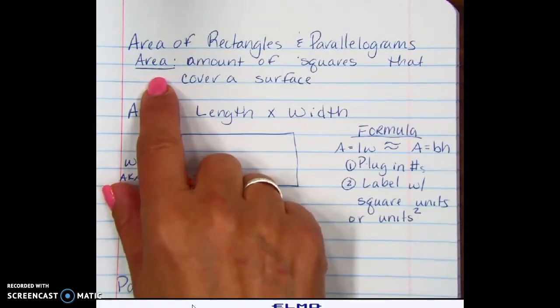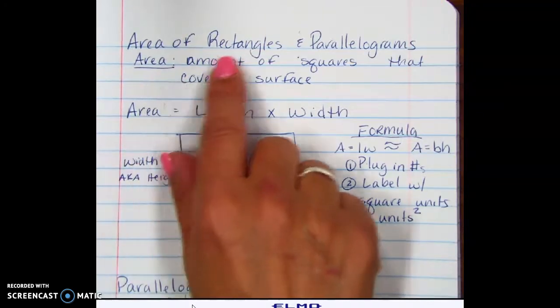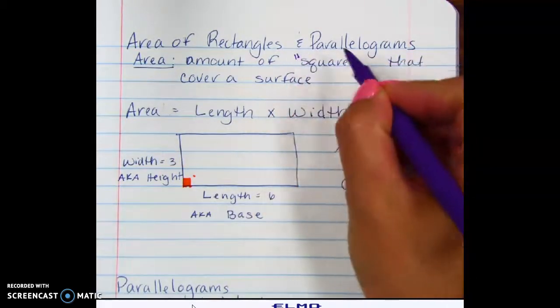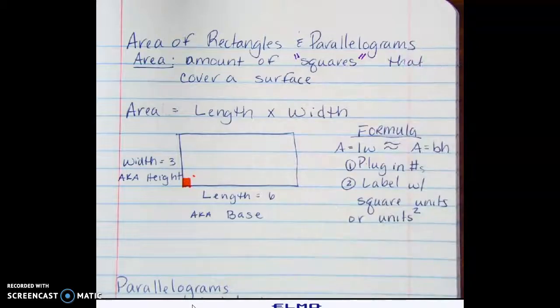Say, for instance, if you have tile in your bathroom or in your living room or even in your bedroom, or wood floors, what you do with an area rug is cover that area. That is what area is. It's the amount of squares that cover a surface. And we say squares because we end up using square units. So that's kind of an important thing.